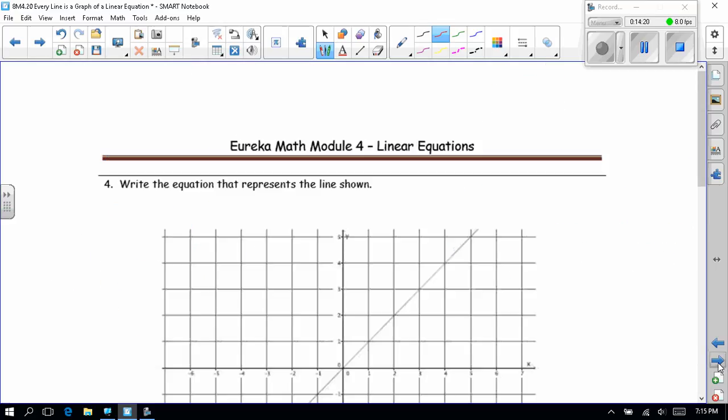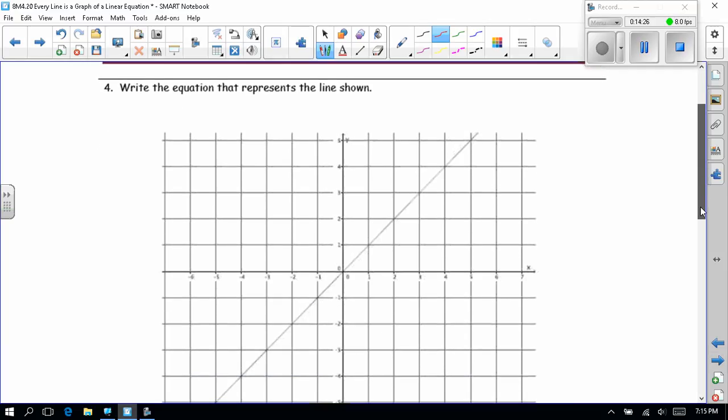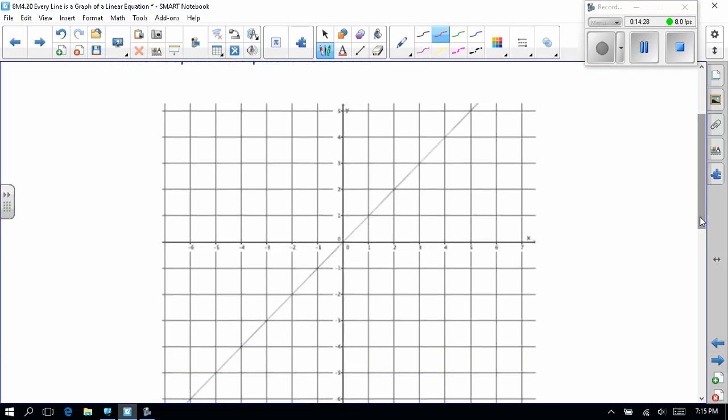For the next few, let's just do slope-intercept form. Okay, so pause the video and see if you can identify it.